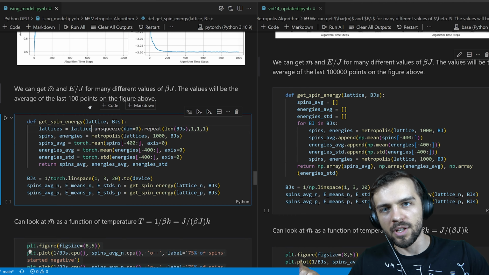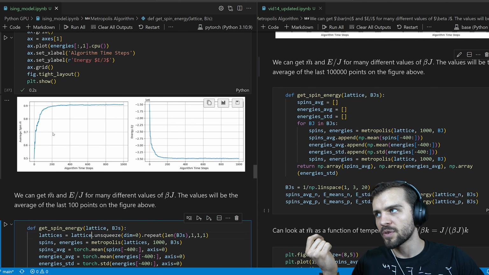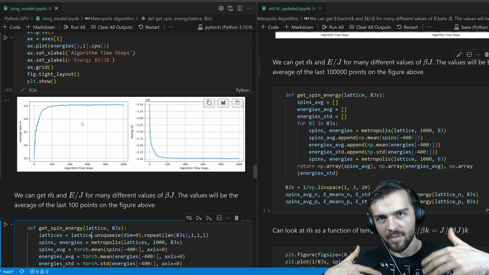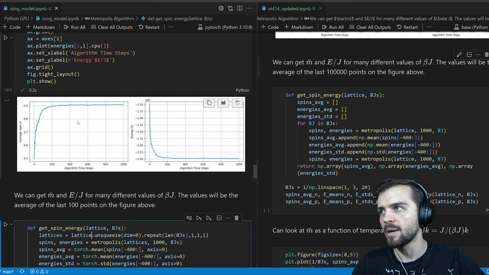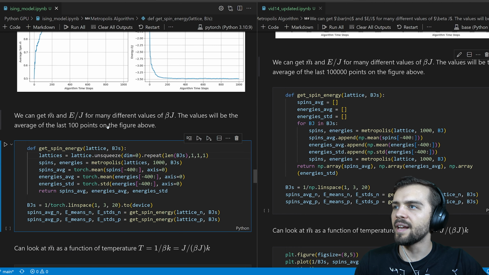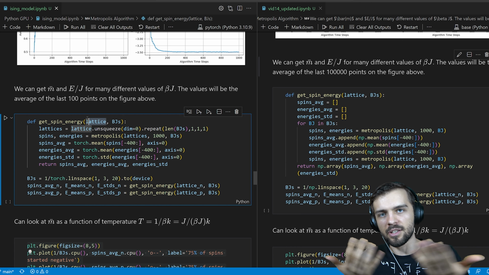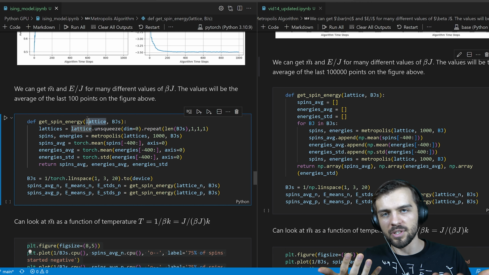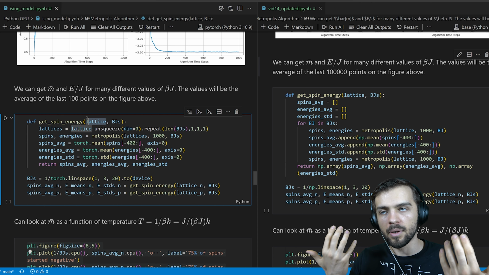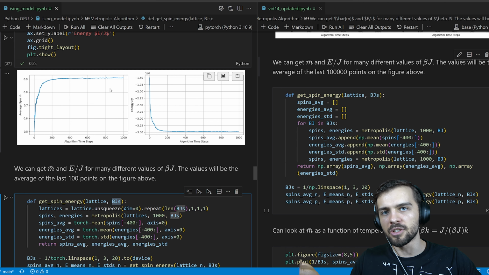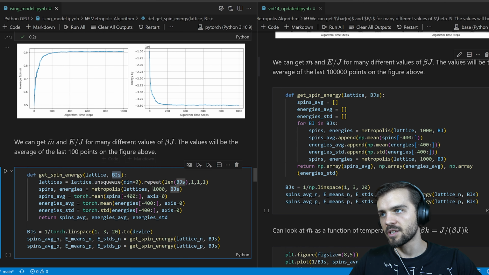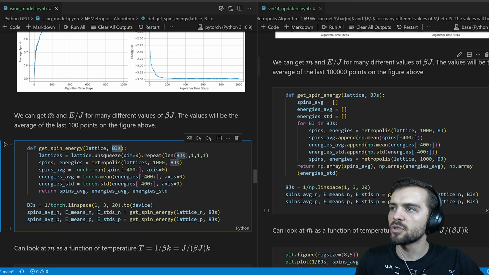Now what I'm interested in is, here I did it for two different lattices, 75% pointing up and 75% pointing down, but they had the same beta J value. Now I want to give it a single lattice, for example, a 2D tensor where I have 75% pointing up. And I want to evaluate what this curve looks like for a bunch of different beta J values, a bunch of different temperatures, essentially.